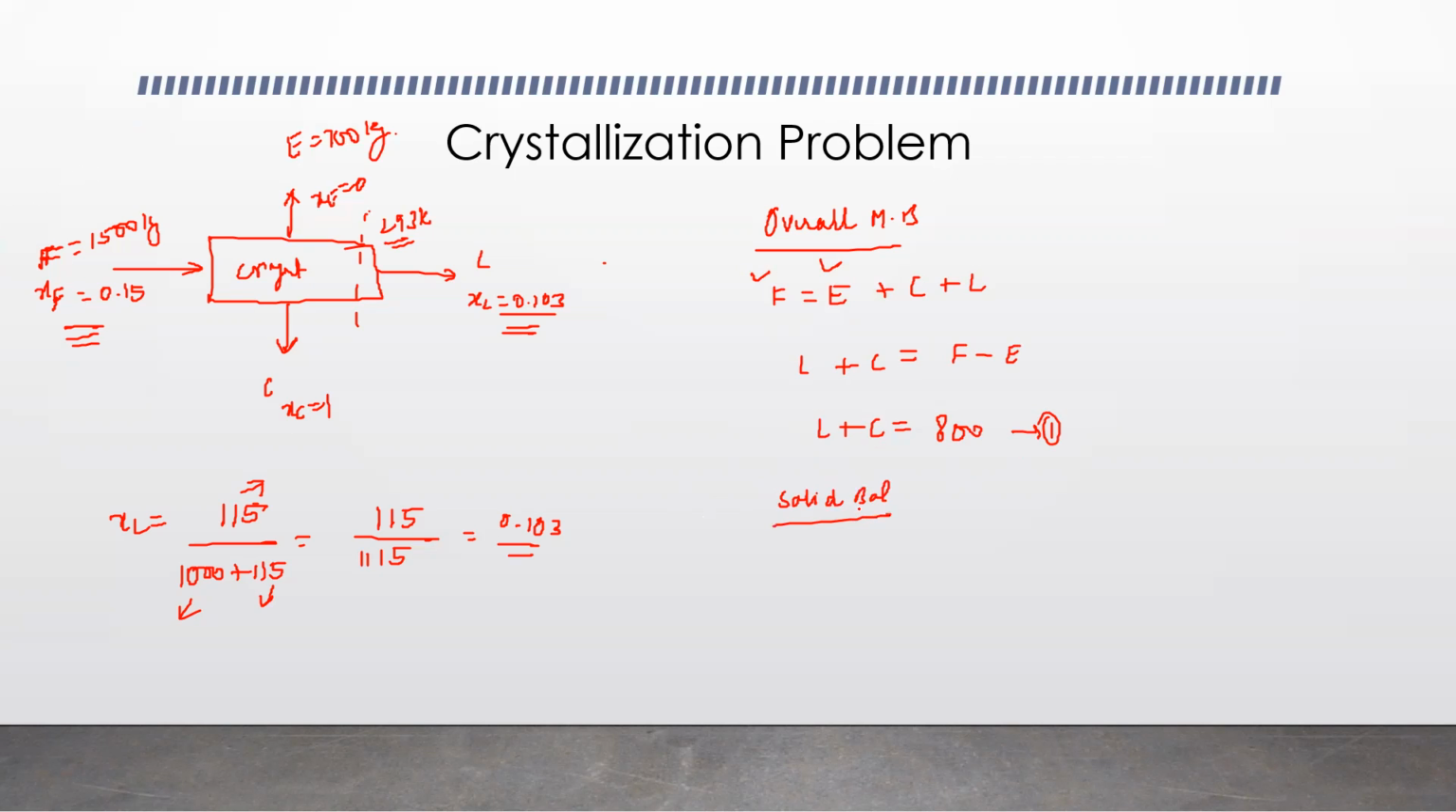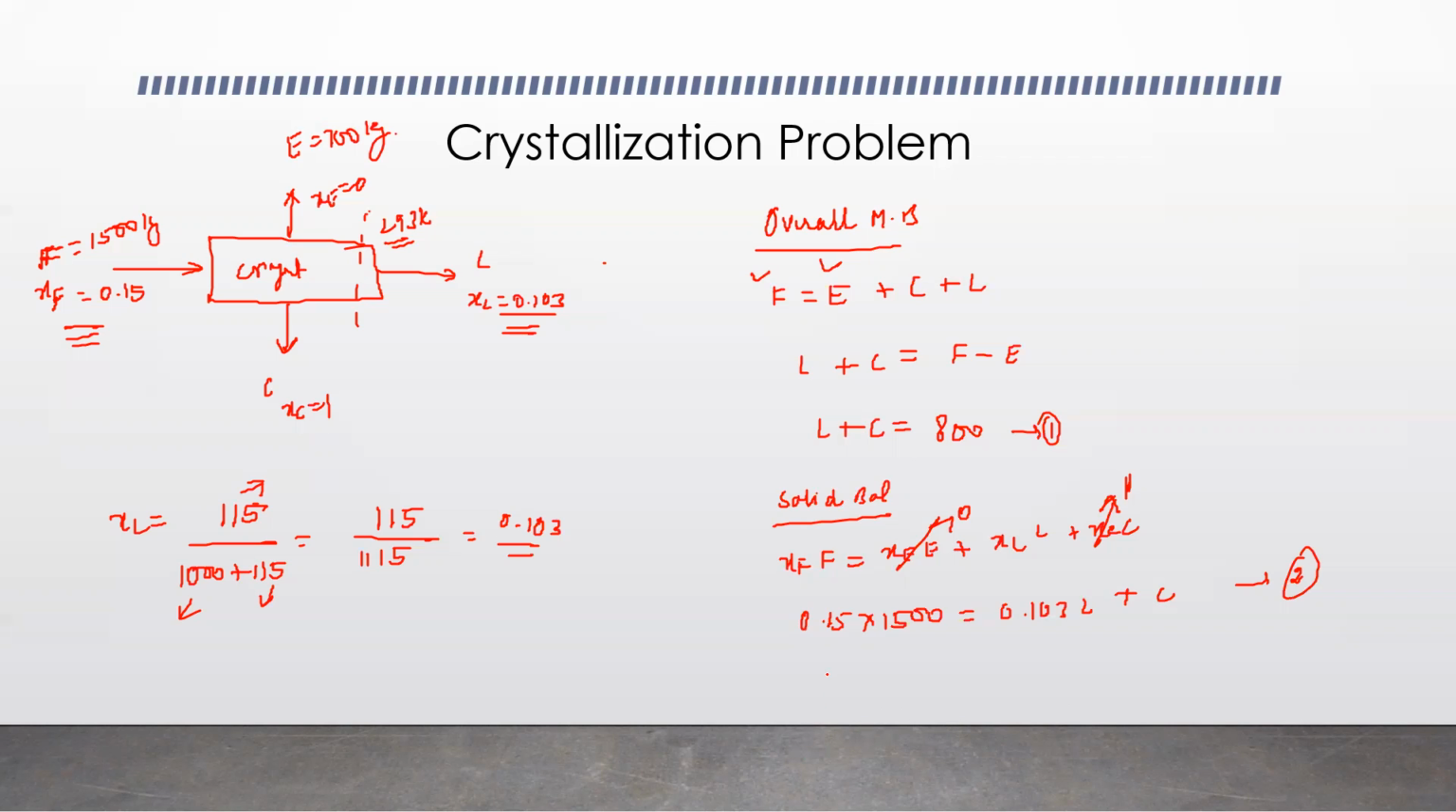Right? So when we do solid balance, then we'll have XF into F is equal to XE into E plus XL into L plus XC into C. So this is 0, this is 1. So we'll have 0.15 into 1500 is equal to XL, which is 0.103, into L plus C. All right, this is equation number 2.